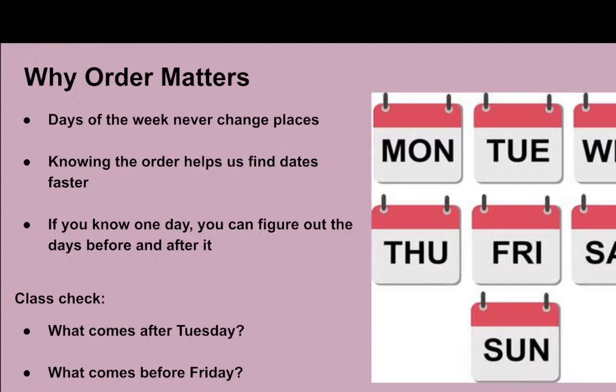Okay, let me talk about why the order on a calendar matters. The days of the week never change places, so knowing the order helps us find dates faster. If you know one day, you can figure out the day before and after it. Let's look at the days on the right again. We have Monday, Tuesday, Wednesday, Thursday, Friday, Saturday, Sunday. What day comes after Tuesday? It would be Wednesday, right? And what comes before Friday? It's Thursday. Good job.